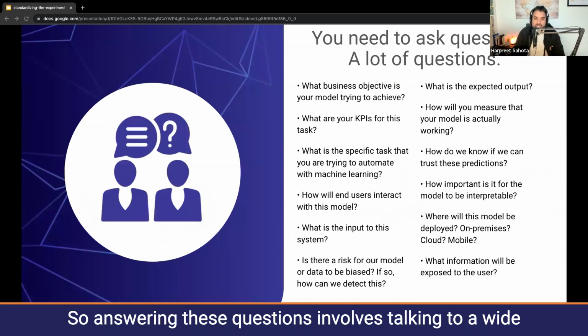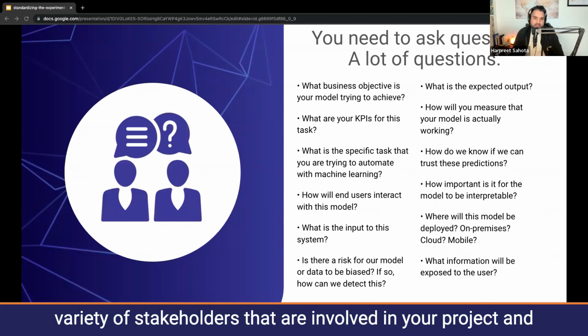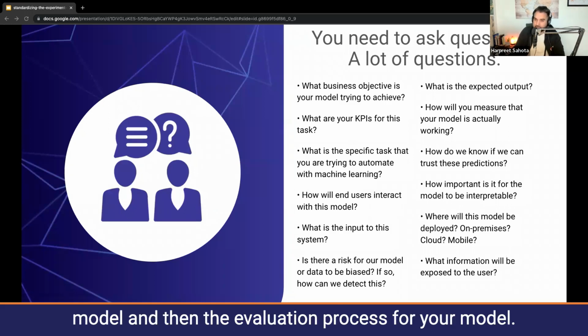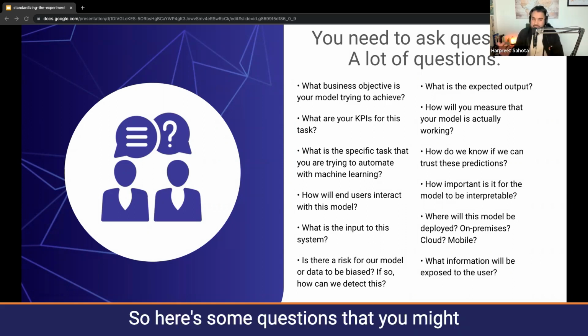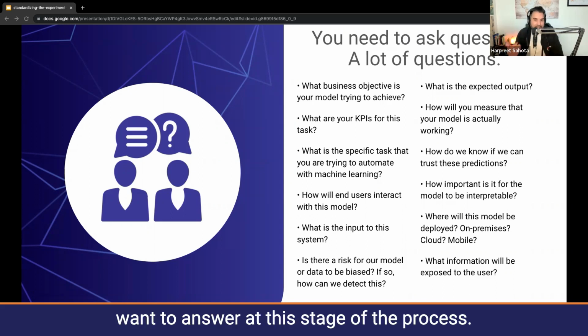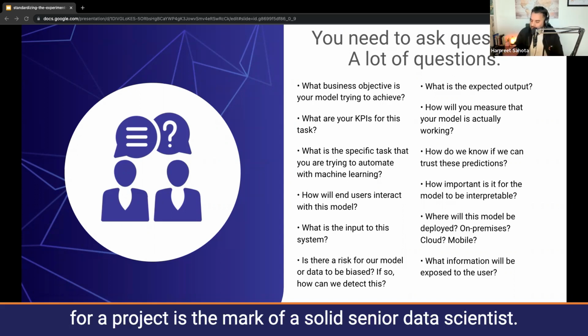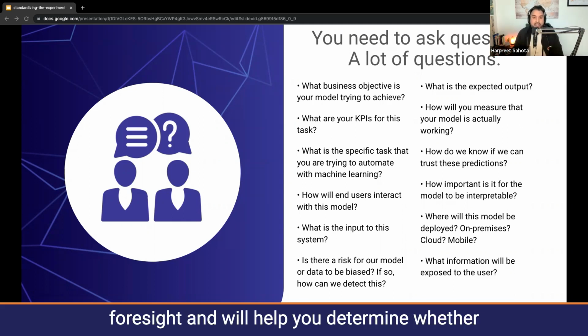So answering these questions involves talking to a wide variety of stakeholders that are involved in your project and developing a shared understanding of the objective of your model and then the evaluation process for your model. So here's some questions that you might want to answer at this stage of the process. The ability to focus, scope, and define success criteria for a project is the mark of a solid senior data scientist.